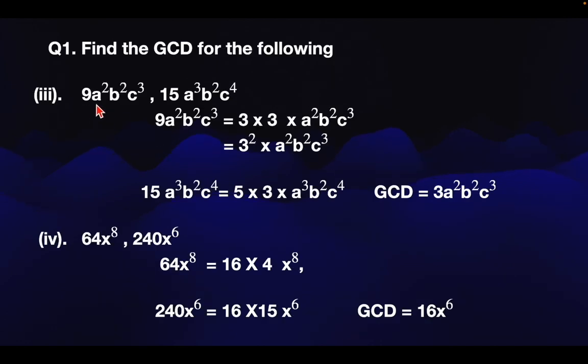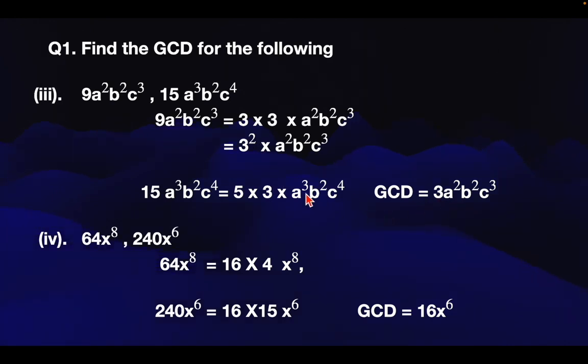Next sum. This is the number 9a square b square c cube. First factorize the coefficient. Write it in exponent form like this. This also, factorize. Now, you can see here we have 5 but it is not here, so it is not a common divisor. 3 is here, 3 is here, so it's a common divisor. Now look at the least power. Here it is 3 raised to 1, this is 3 raised to 2. So 1 is the least power. So 3 raised to 1.